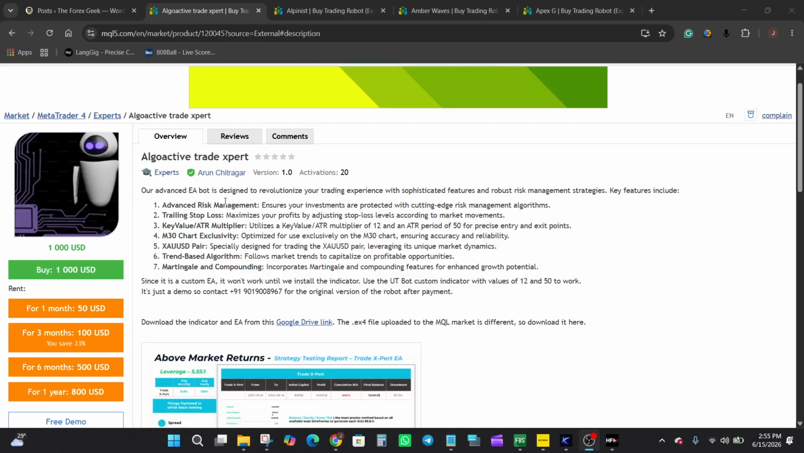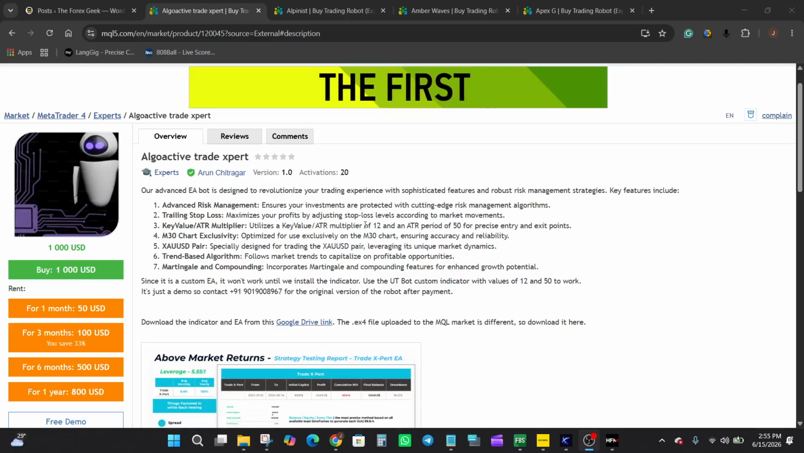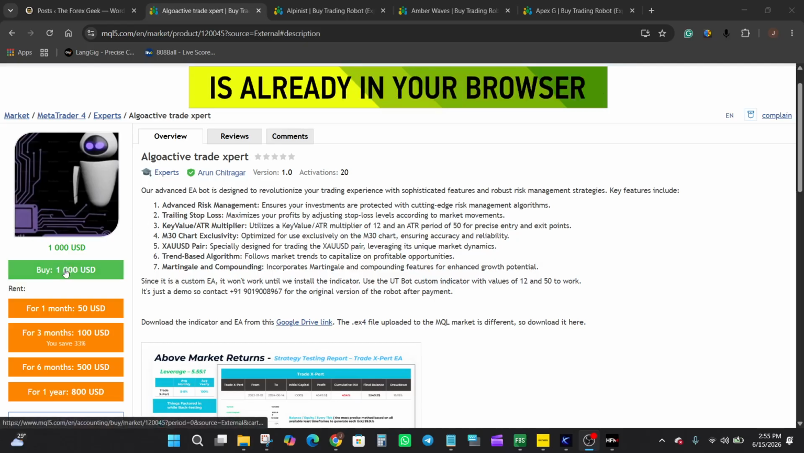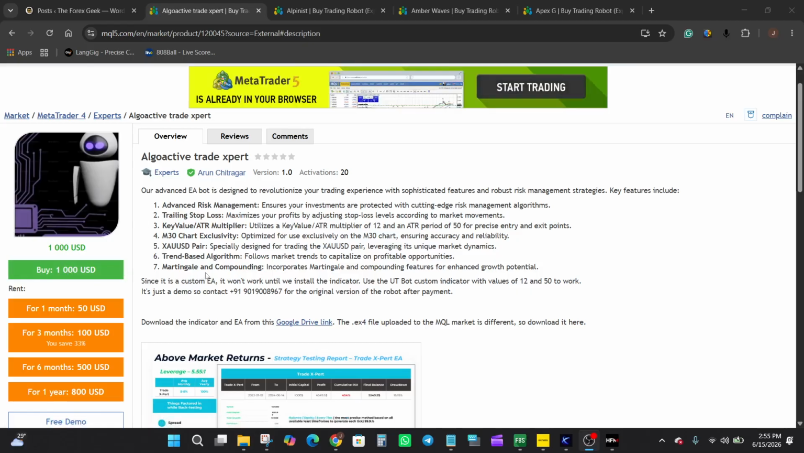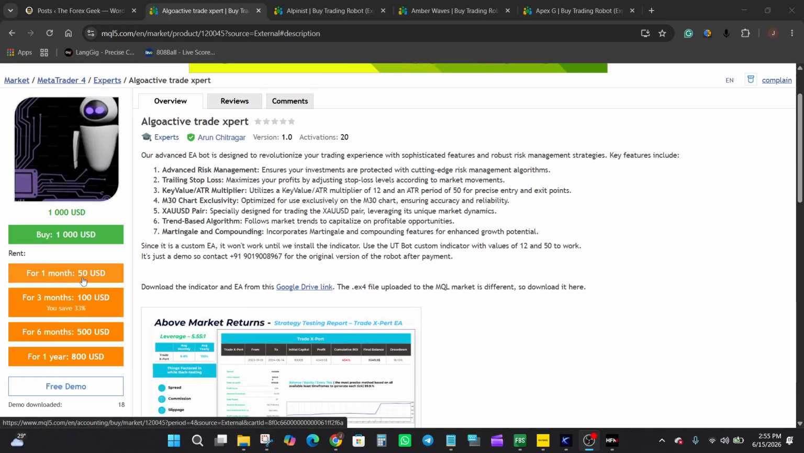Okay, so starting with the marketplace page, we can see that this EA is designed specifically for MT4. The listed purchase price is 1,000 US dollars with rental options available ranging from 1 month up to 1 year. 1 month is going for 50 US dollars, 3 months is going for 100 US dollars, 6 months is going for 500 US dollars, and a year is going for 800 US dollars.